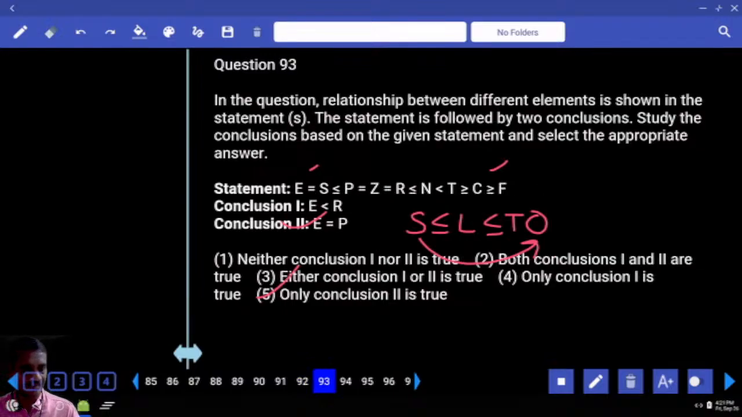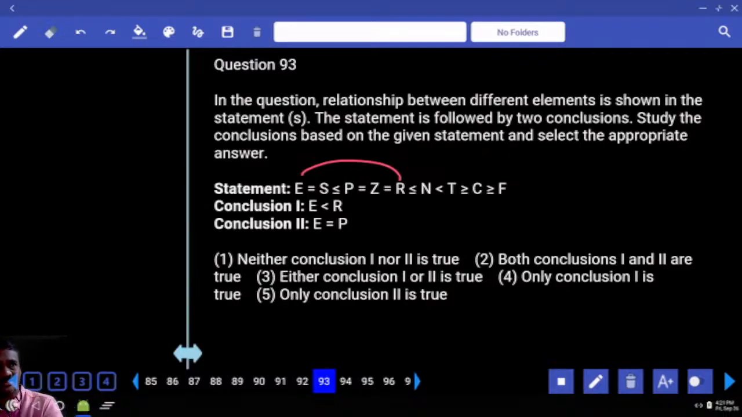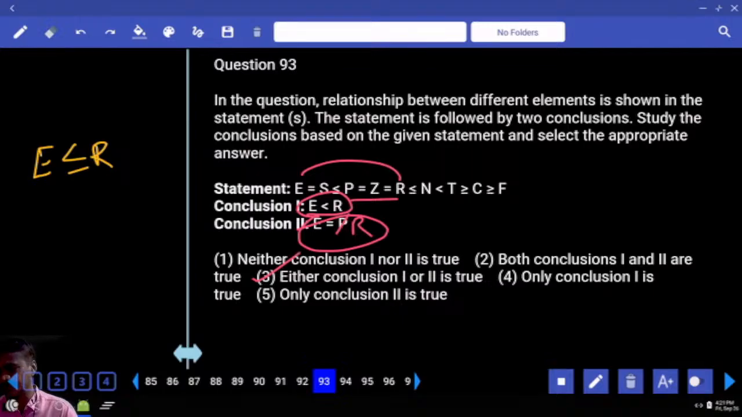Then 93, the relation between E and R. E is here, R is here. What is the symbol that is common? Lesser than or equals to. E lesser than or equals to R. But whereas E, R and P, what is the relation between R and P here? R equals to P. And in the place of P, I can take it as R. That means E is either lesser than or equal to. Choice 3, question 93.